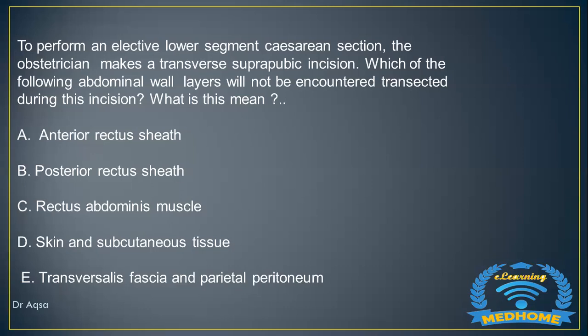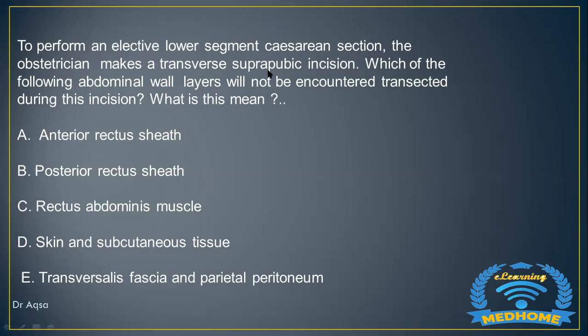Anterior rectus sheath. To perform an elective cesarean section, the obstetrician makes a transverse suprapubic incision. Which of the following abdominal wall layers will not be transected during this incision? What does this mean? They are asking about which will not be transected during the incision. They are saying transverse suprapubic incision, not the lower segment cesarean section.